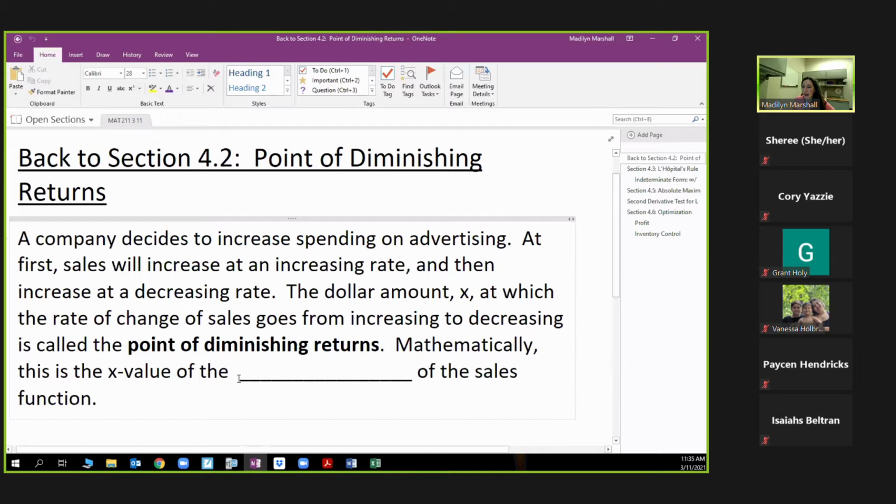Mathematically, this is the X value of the what of the sales function. So I'm going to put up a poll, and then we can talk about it and possibly do the poll again if we want to. Okay, so there are 4 words that we've used in this chapter so far. Which one do you think goes in this blank?